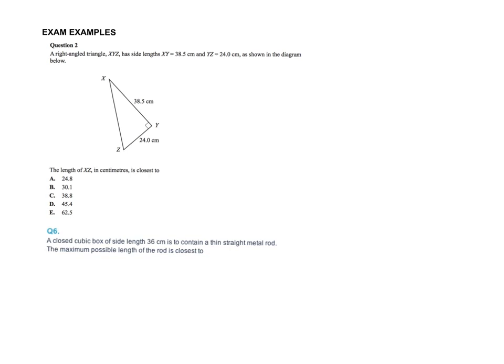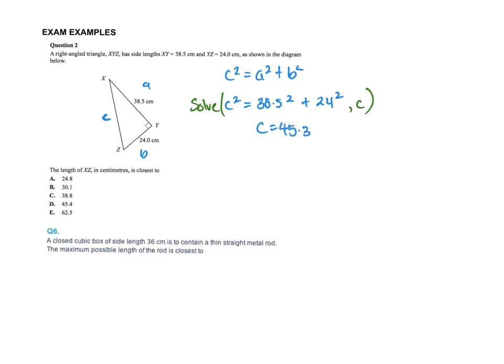Okay, here are our exam questions. They're asking me to find the length XZ. That would be here, and that's the hypotenuse in my right angle triangle. So all I have to do is type that into the calculator and do the solve again. So solve, comma C for this one, and I get 45.37. So D, I'm going to go 45 point thing. That was a multiple choice.